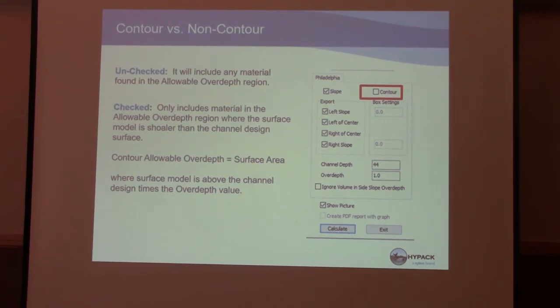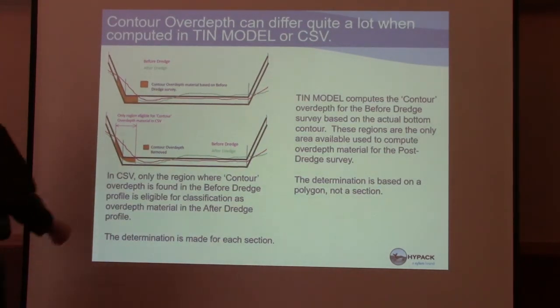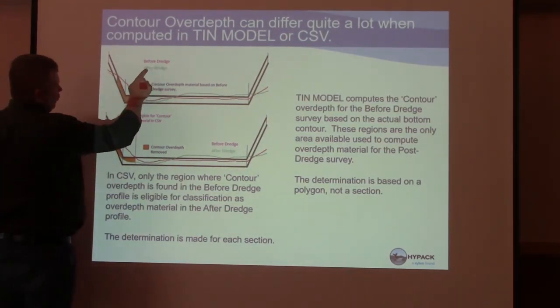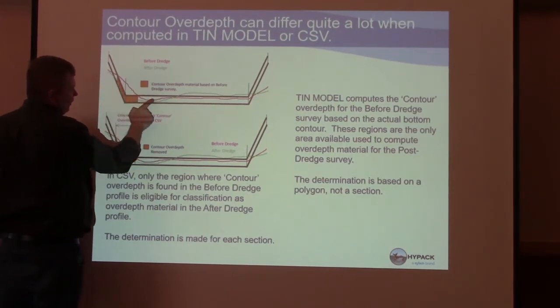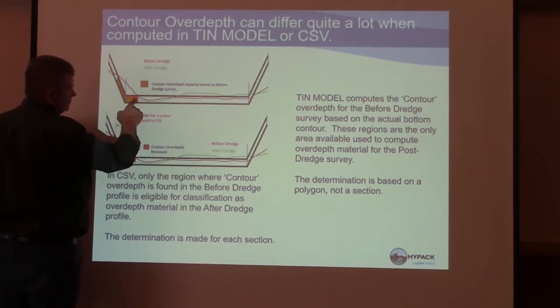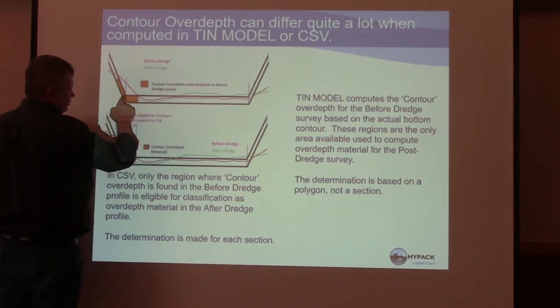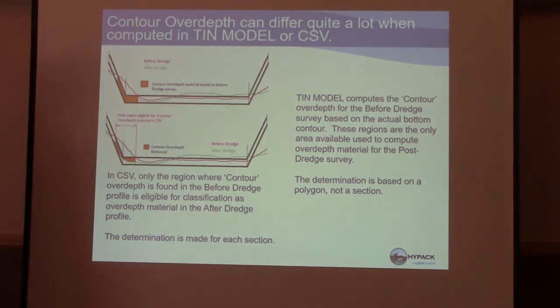Contour, non-contour. This is what I wanted to talk about. So contour over depth. If there's material before and material after, if there's material before and then there's material after, you get credit for the material. See, the material before was above the template, and then down here the material is not above the template. They dredge this out, so you get credit for dredging that because there was material above it, above the template. That makes sense so far?